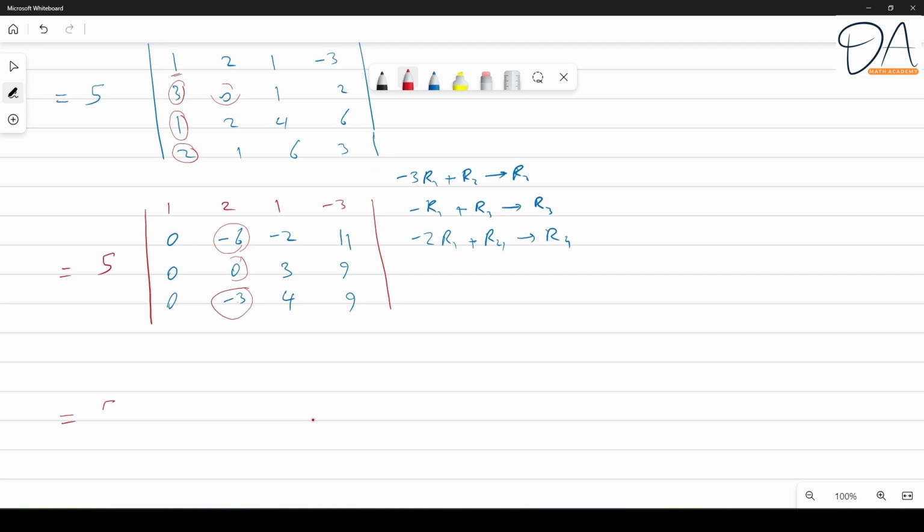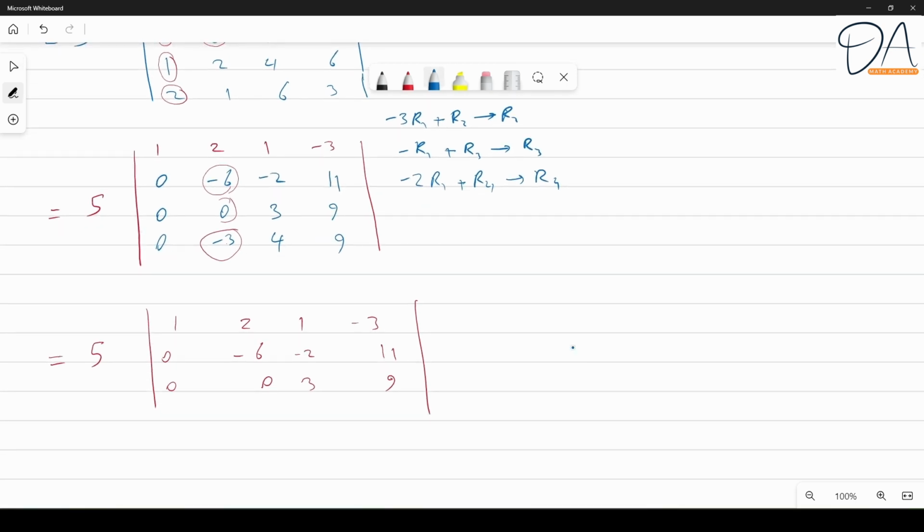So here we'll have 5, 1, 2, 1, minus 3, 0, minus 6, minus 2, 11. The third row will not be modified, as we already have 0, so it remains as is. So now we need just to modify the last row. Again, to make the minus 6 to be 3, we just multiply with minus half. So it will be minus half times R2 plus R4, and this becomes the new R4.